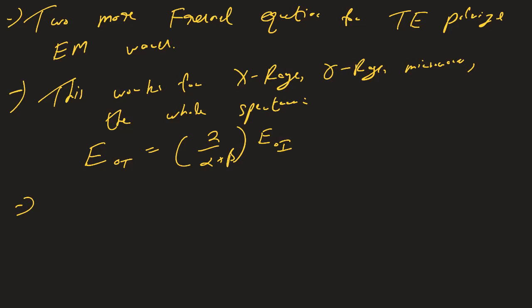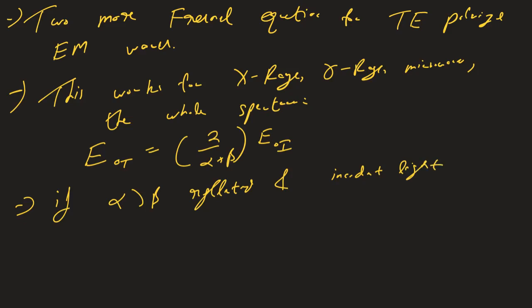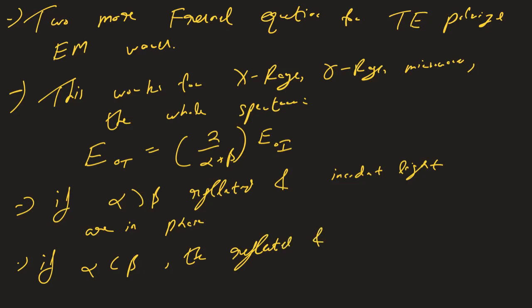And just like we had for normal incidence, if alpha is greater than beta, then the reflected and incident light are in phase, and if alpha is in fact less than beta, then the reflected and incident electromagnetic waves are 180 degrees out of phase.